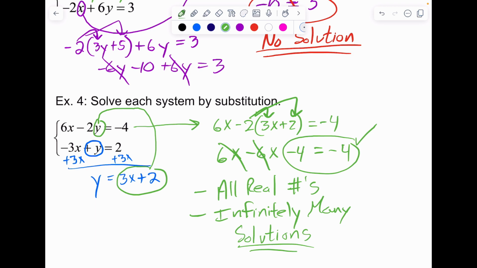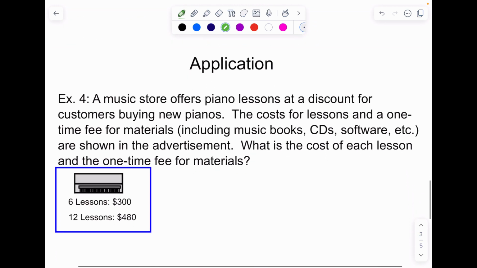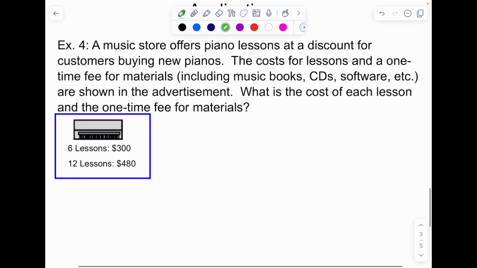All right, so that's done for our mechanics. Now let's work on some applications. Let's look at a word problem. A music store offers piano lessons at a discount for customers buying new pianos. The cost for lessons and a one-time fee for materials, including music books, CDs, software, etc., are shown in the advertisement. What is the cost of each lesson and the one-time fee for materials?